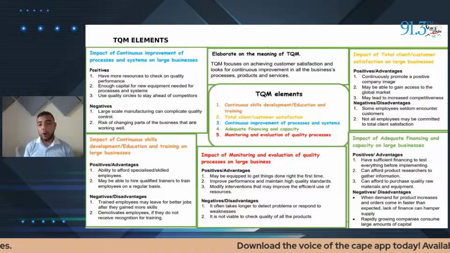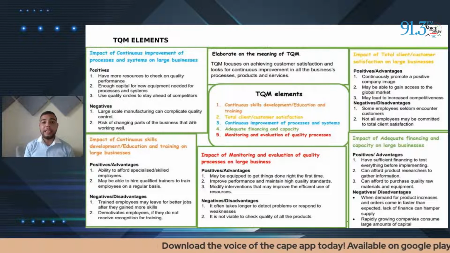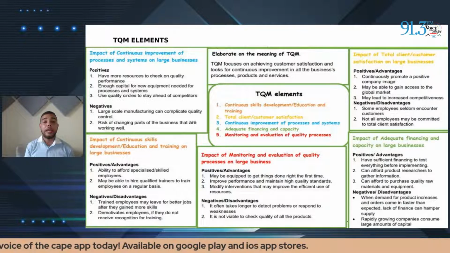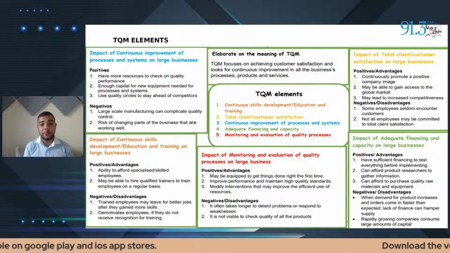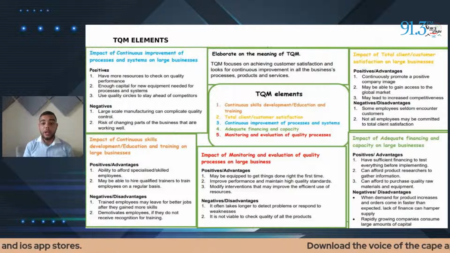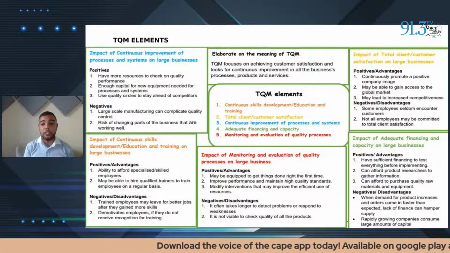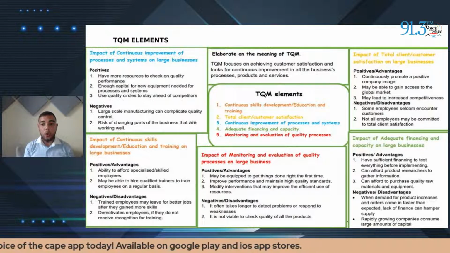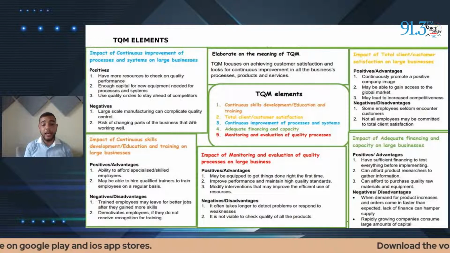Remember, guys, what is quality? Quality is the specified need for the goods and services which is made of quality. It should be of quality at all times. The negatives: when demand for a product increases and orders come in faster than expected, a lack of financing can hamper supply. Also, rapidly growing companies consume large amounts of capital.